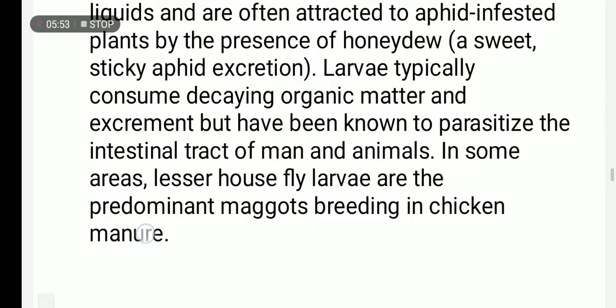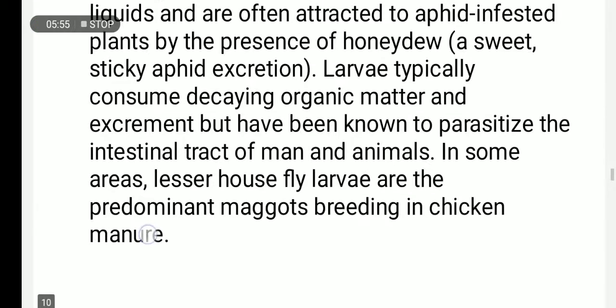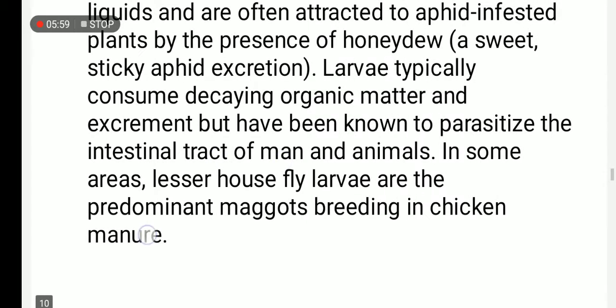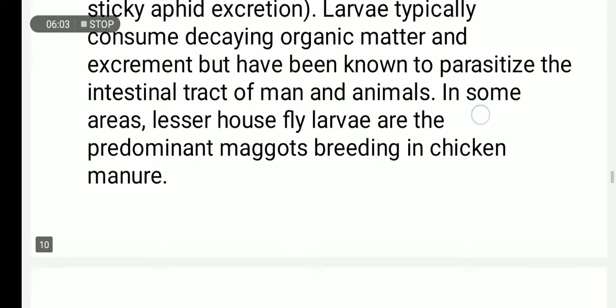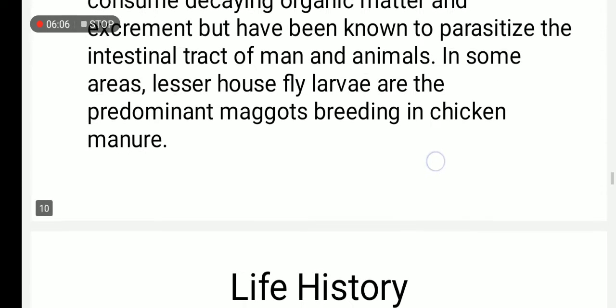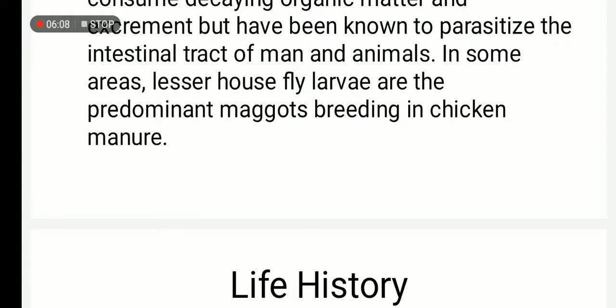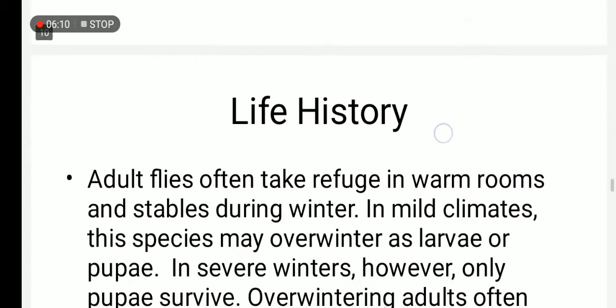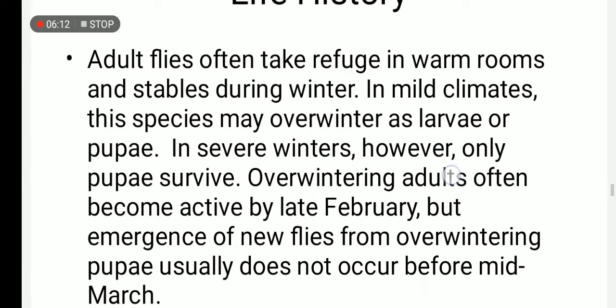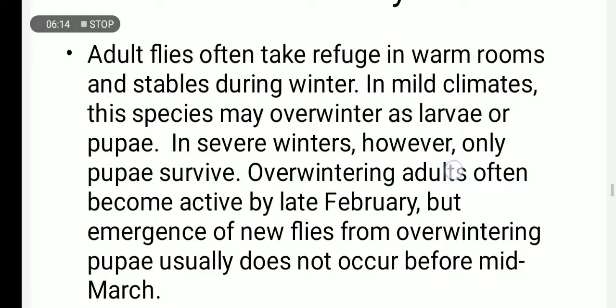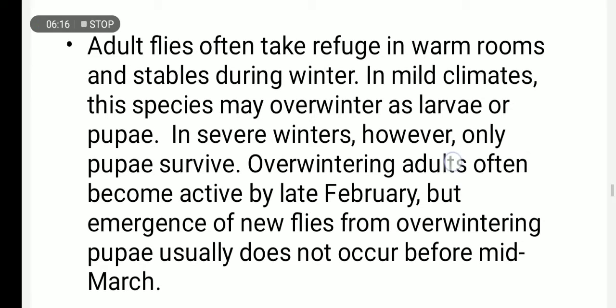So its larvae are also parasites of the intestinal tract of man and animals. In some areas, lesser housefly larvae are the predominant maggots breeding in chicken manure. Life history: they often take refuge in warm rooms and stables during winter.